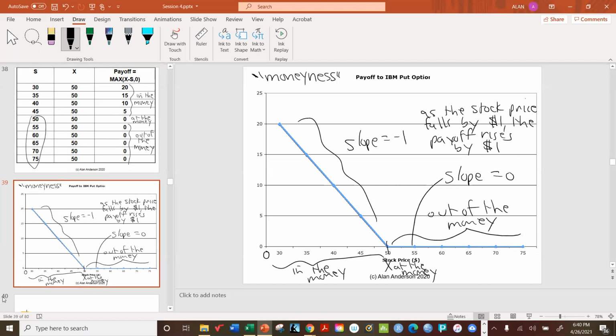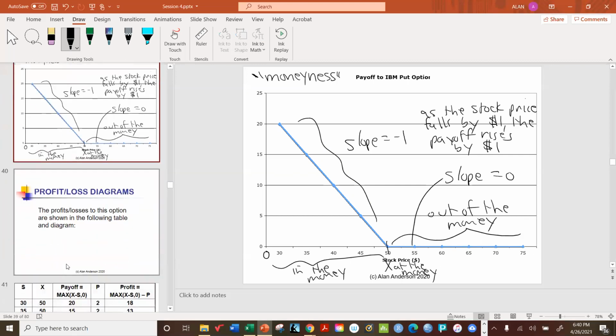All right. And then, so I'll do exactly what I said. We're going to show the profit and loss diagram here, where we just basically shift everything down by $2.